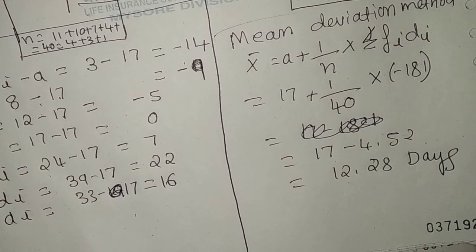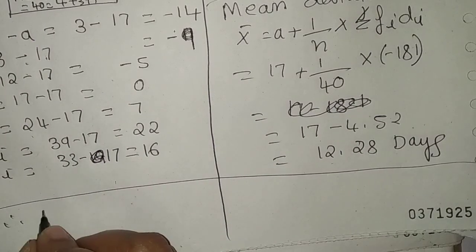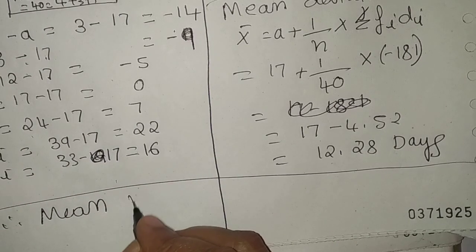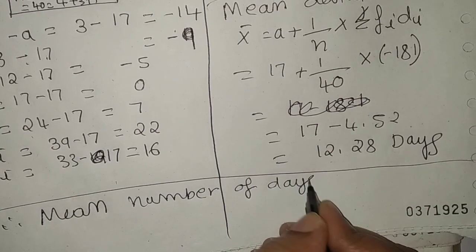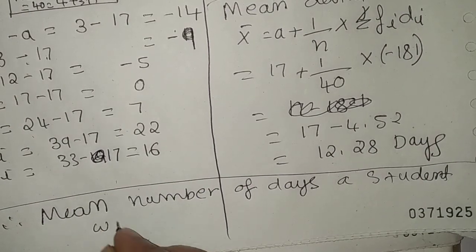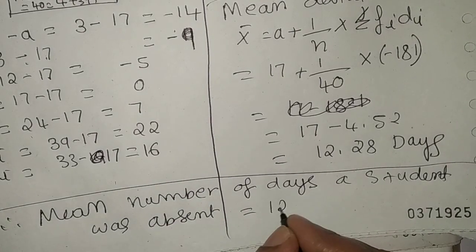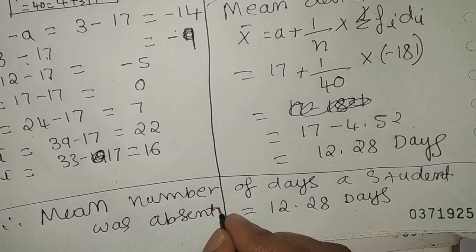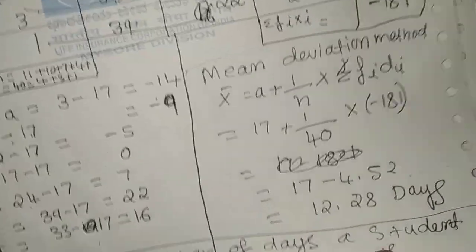So mean number of students absent. Therefore, final conclusion, mean number of days a student was absent is equal to 12.28 days. So this is the solution for question 8.